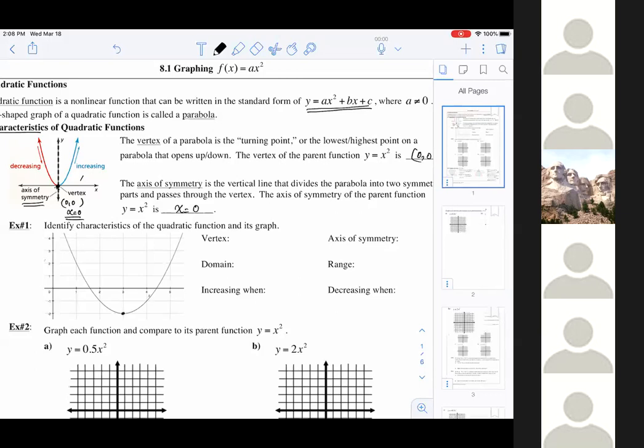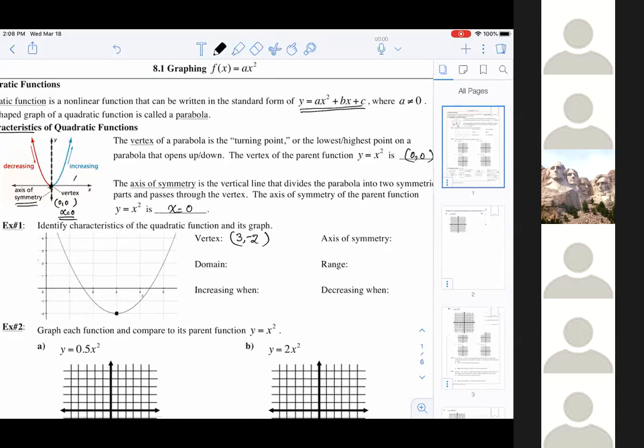Does it look like this point right here? 2, -2. Does it look like this point, everyone? Yes. Right. So the vertex is going to be 3, negative 2. Let's look at the axis of symmetry. The axis of symmetry is always the line that passes through the vertex.